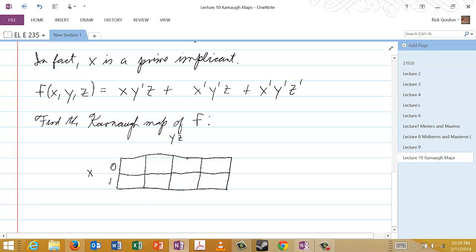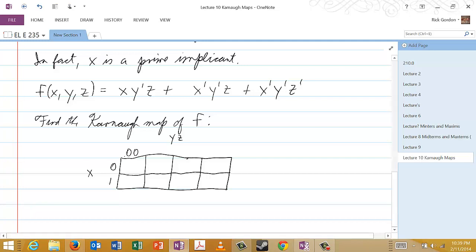And for x, we'll put in 0 and 1. That's easy. But for the top we need to put two numbers. One number will represent the value of y, and one represents the value of z.